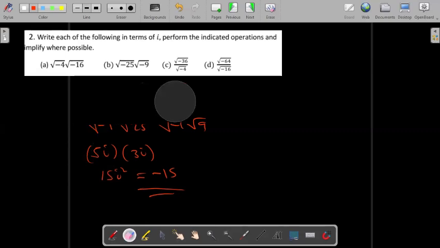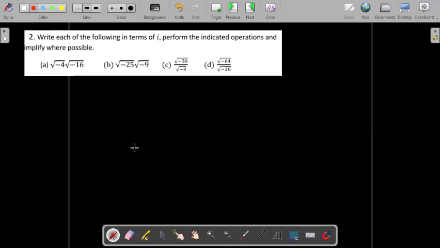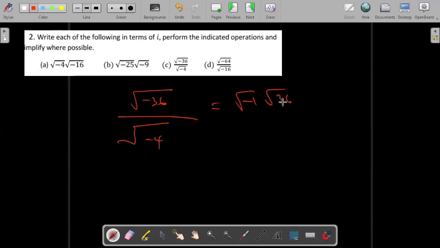Okay, the next one, we have division. So you have root of -36 divided by root of -4. Observe that that is the same as writing -1 root of 36 divided by -1 root of 4. This here on top, you just get 6i. Then down you have your 2i, like that.